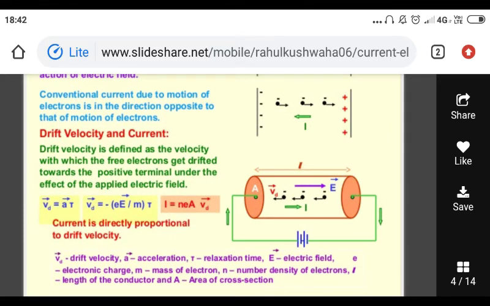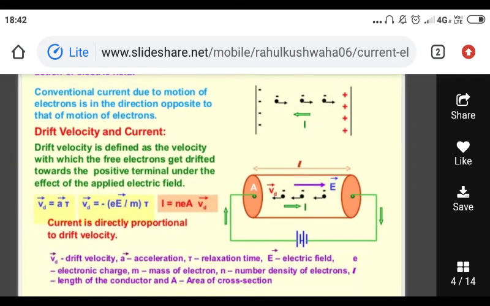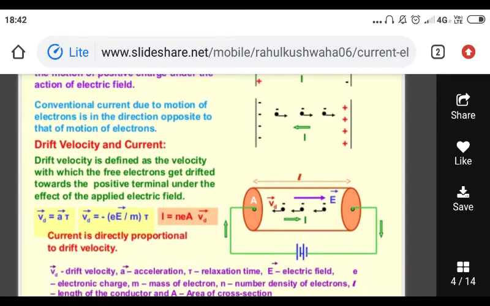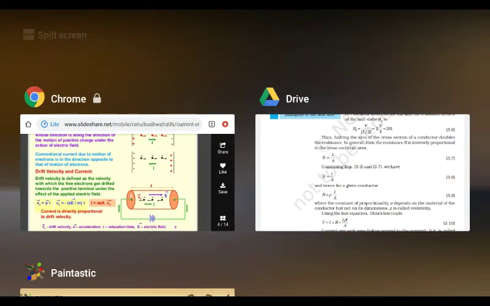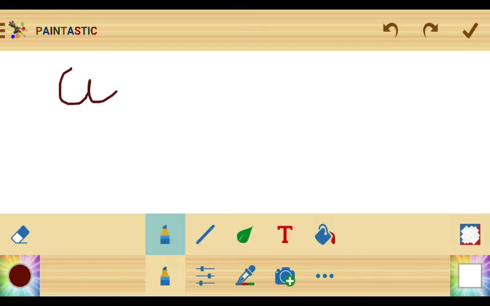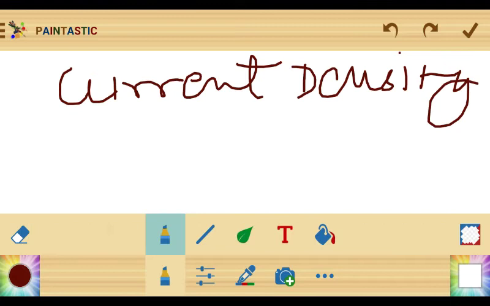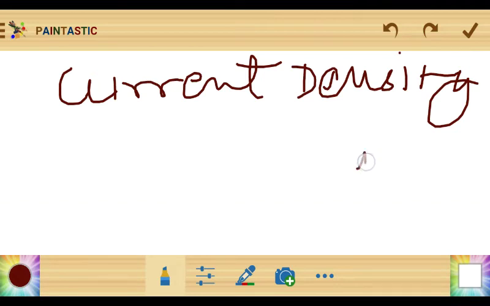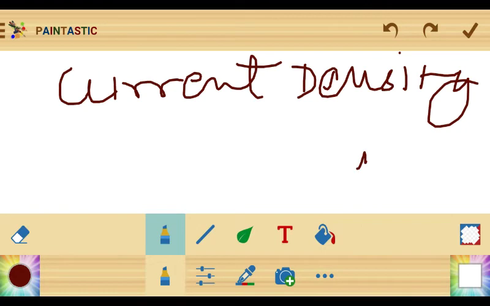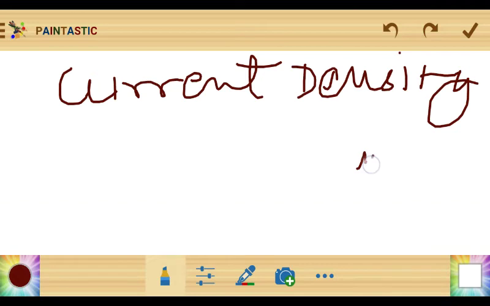Now drift velocity and current. There is one more term, current density. Let's go to our whiteboard. What is current density? I am just writing a new term, current density. You should know it. Current density is similar to current, but remember one more thing: the direction of conventional current is always opposite to the direction of flow of electrons. Remember, conventionally I'm talking.